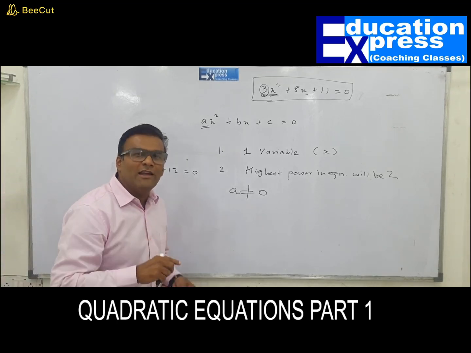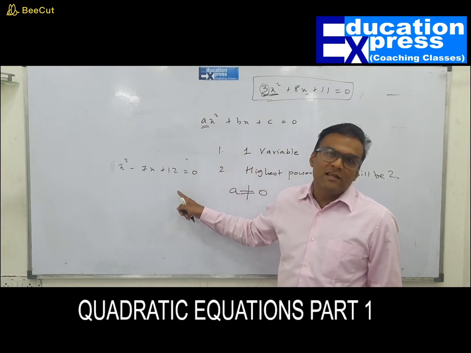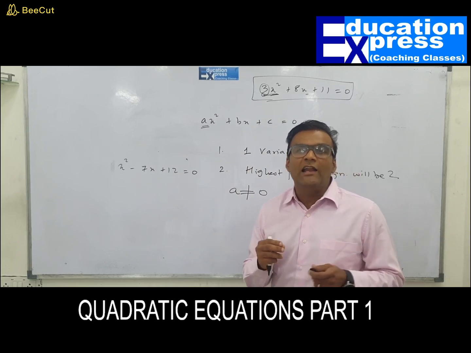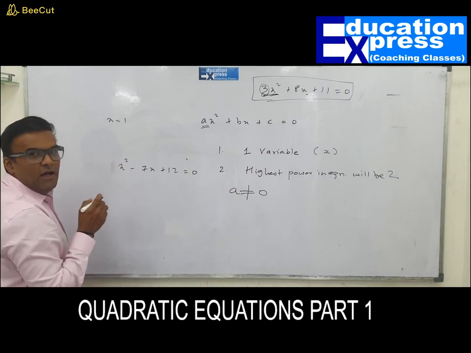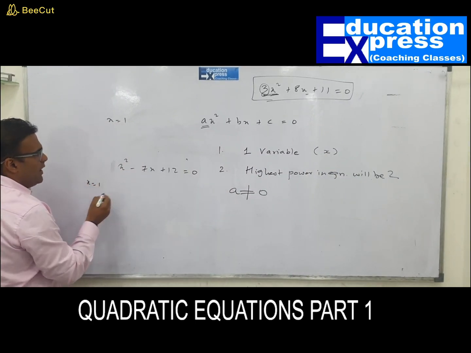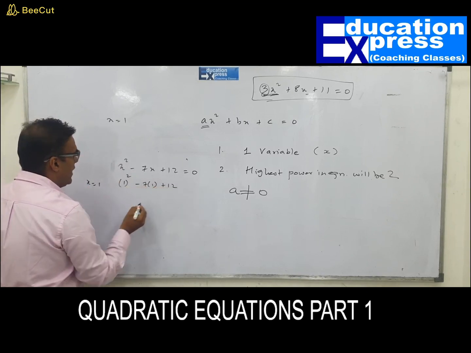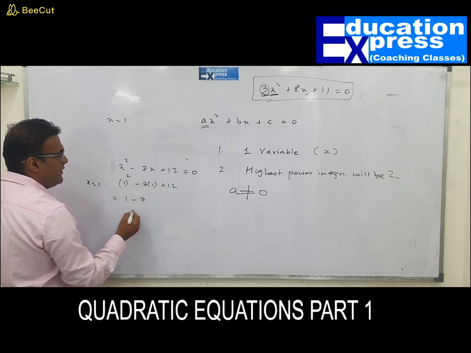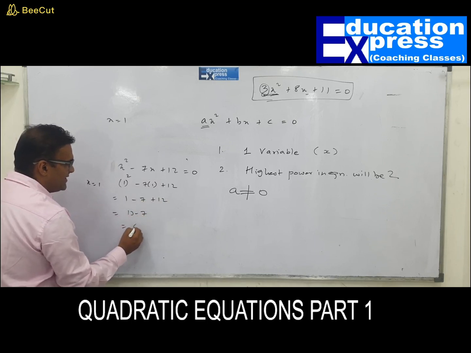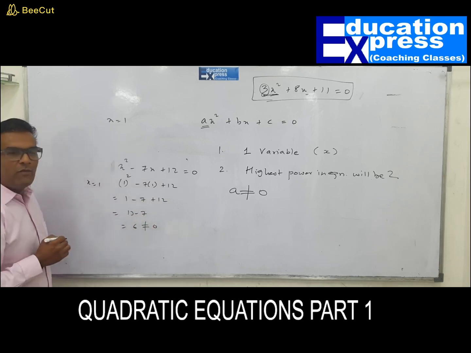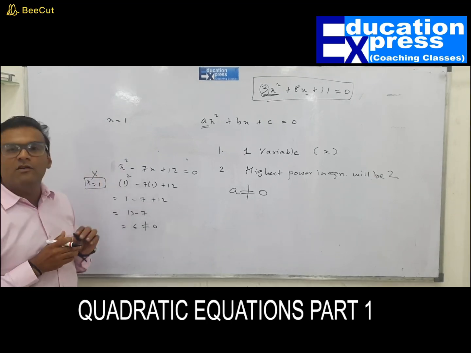How to solve this quadratic equation? My objective over here is to find out the value of x. Let us assume a trial and error method. Let us put the value of x equals to 1. If I put x equals to 1, the outcome would be 1 square minus 7 into 1 plus 12, that is 1 minus 7 plus 12. 1 plus 12, 13 minus 7, that is 6, which is not equal to 0. Hence, x equals to 1 cannot match in the given equation.